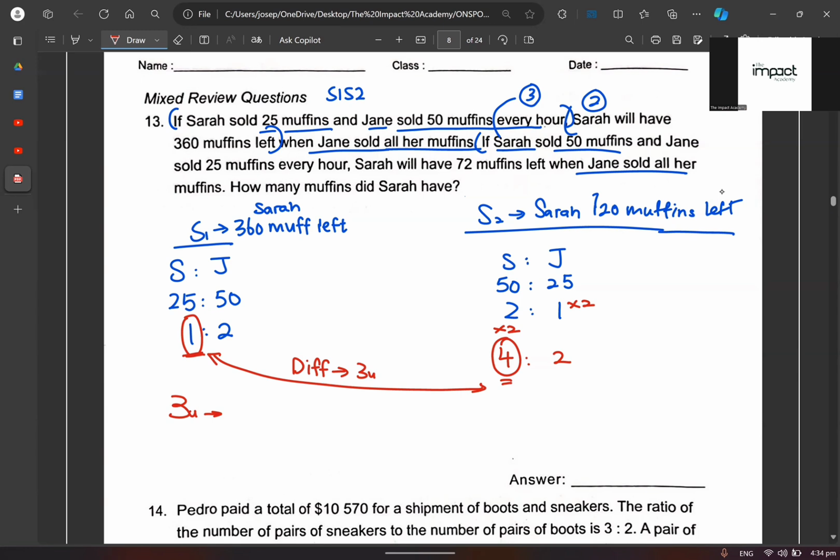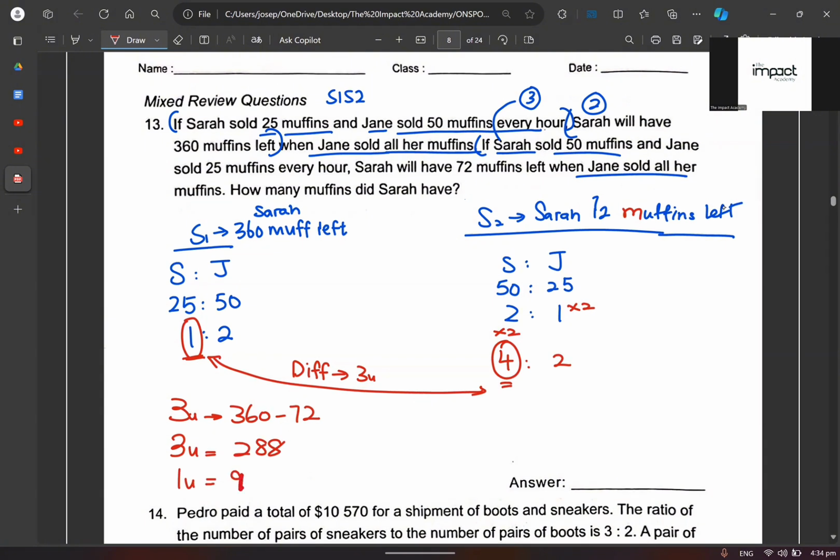What is the difference between the value of these 3 units? 360 minus 72. Very good, 72. Sorry, it's not 720, over here it is 72. 360 minus 72 is 288. So 3 units is equal to 288. Find 1 unit: 1 unit is 96. Am I making sense or not making sense?